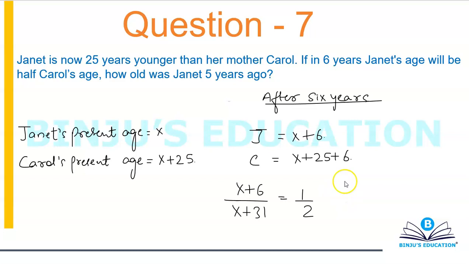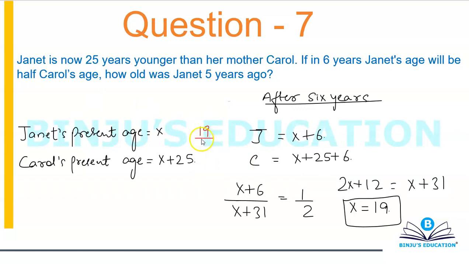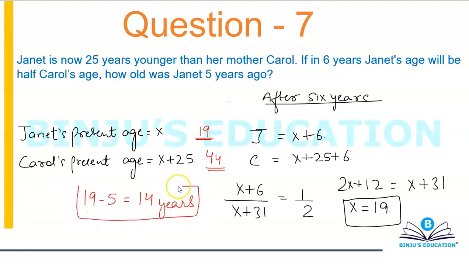So now let's solve this. So you're going to get 2x plus 12 is equal to x plus 31, or x from here is going to be 19. Which means Janet's present age is 19 and Carol's present age is 44. How old was Janet 5 years ago? So that's simply 19 minus 5, and that's 14 years. And that's your final answer.